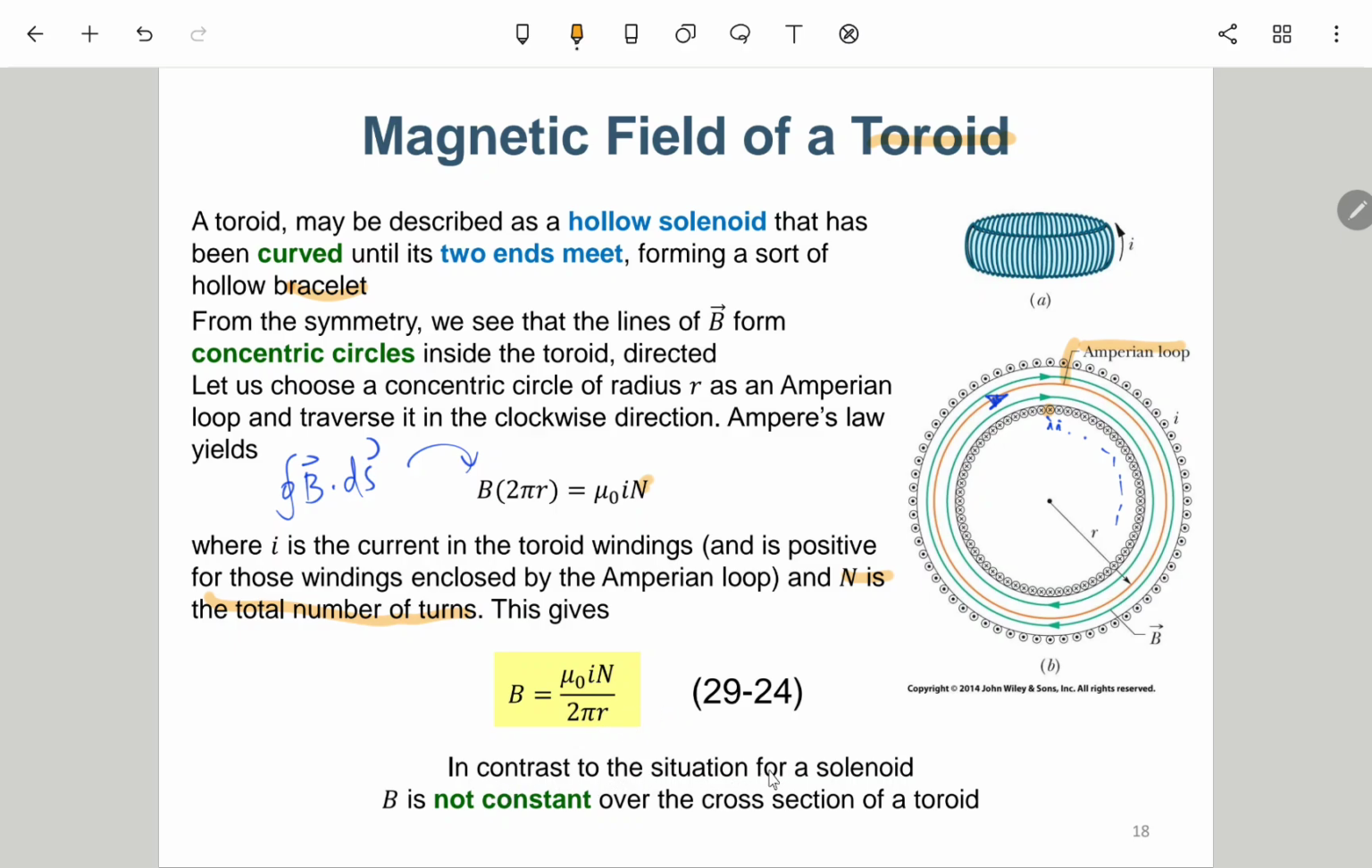So in contrast to the situation for a solenoid, B is not constant. Okay, for a toroid, the B field inside a toroid is not uniform. It is related to the radius from the center to the point you are concerned with.